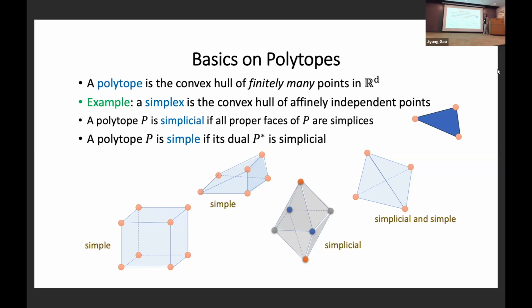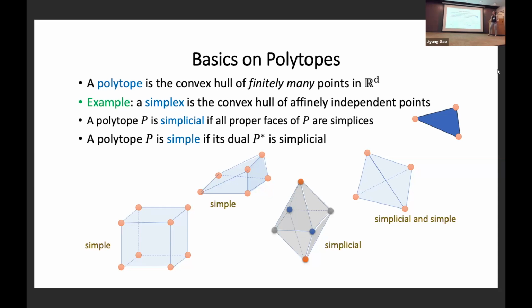A very important example for this talk is a simplex. A simplex is the simplest polytope possible. It's the convex hull of affinely independent points in Euclidean space. So for instance, this triangle is a simplex, and so is this tetrahedron. And you can imagine how it goes in higher dimensions.